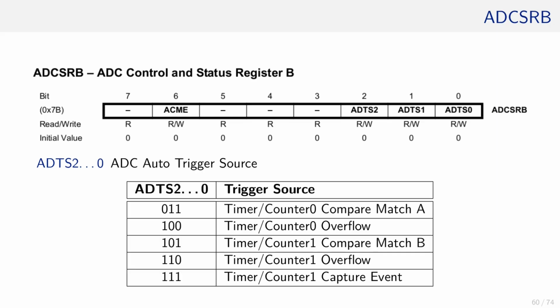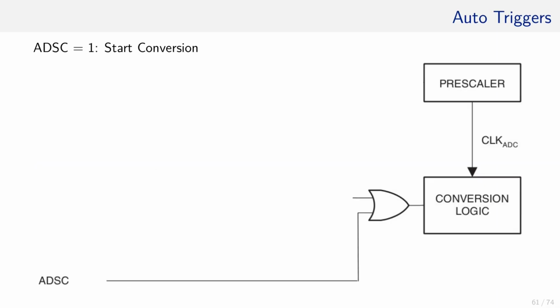But there are more. We can trigger the conversion based on a timer overflow or compare match, which is useful to sample at fixed time intervals. How does this work? As we know, the conversion logic can be started with the ADSC bit. So if that bit is set, the logic is clocked with a clock determined by the prescaler. But we have other sources as well, combined with the ADSC signal, shown by this OR gate.